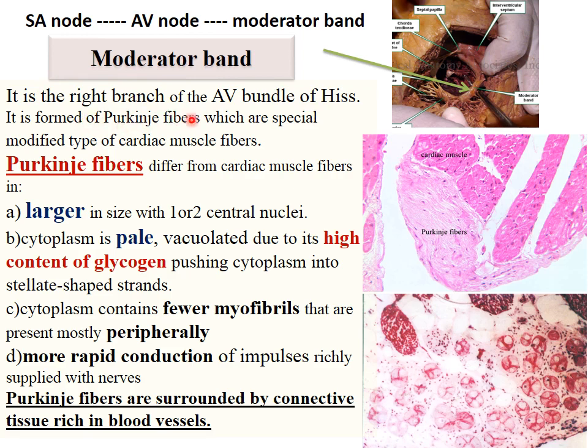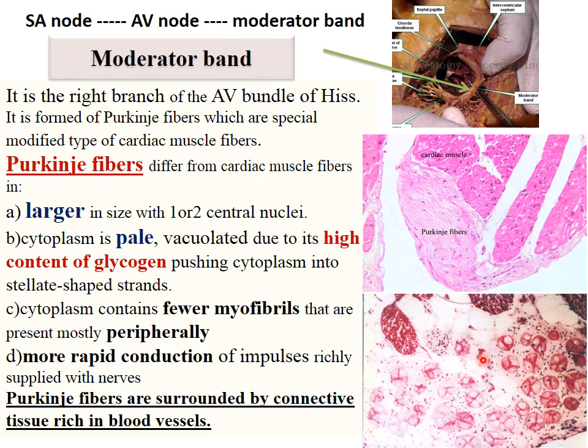It is formed of Purkinje fibers, which are a special modified type of cardiac muscle. Purkinje fibers differ from cardiac muscle fibers in being larger in size, with one or two central nuclei. The cytoplasm is pale and vacuolated due to its high content of glycogen, pushing the cytoplasm into stellate-shaped strands. The cytoplasm contains fewer myofibrils that are present mostly peripherally.